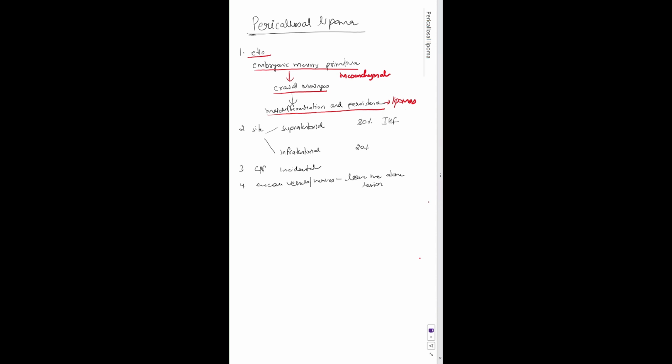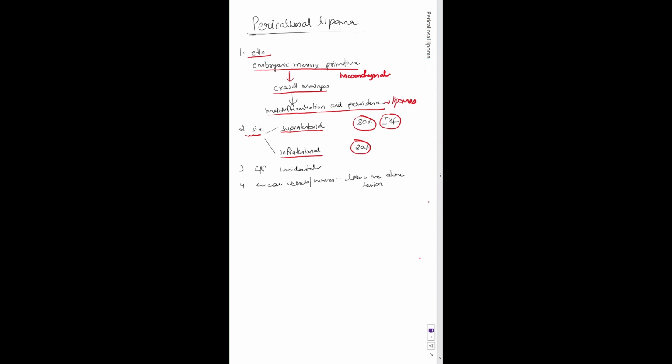So what is the site of lipomas? Normally in 80% of cases they will be located above the tentorium, that is, they are supratentorial in location, and the IHF, that is the interhemispheric fissure, is the most common site of pericallosal lipomas. In 20% of cases they are infratentorial, that is, located below the tentorium.